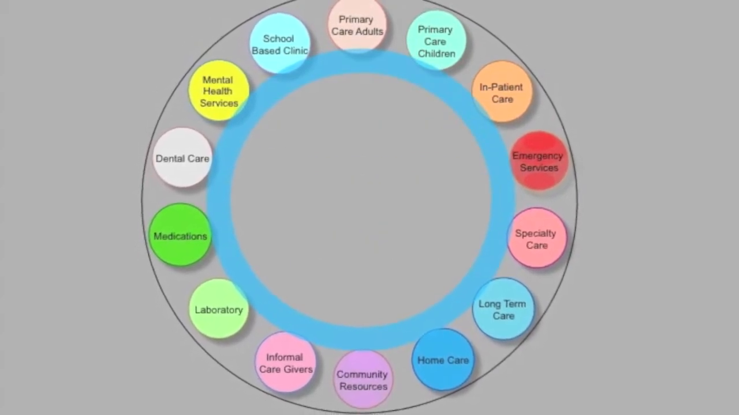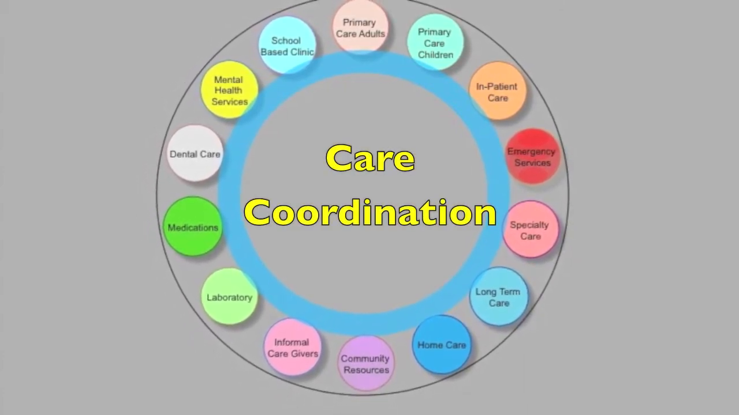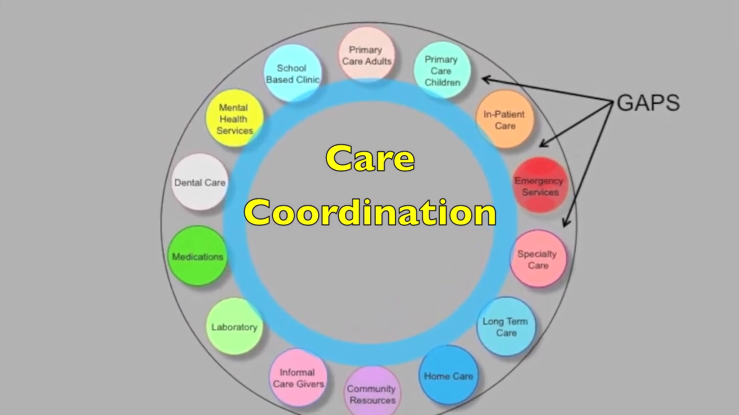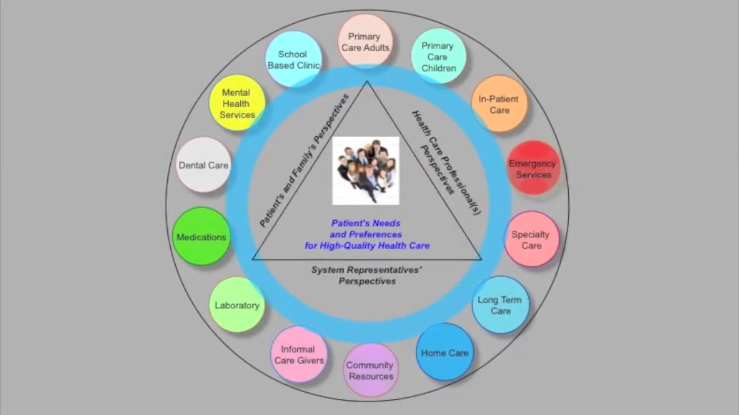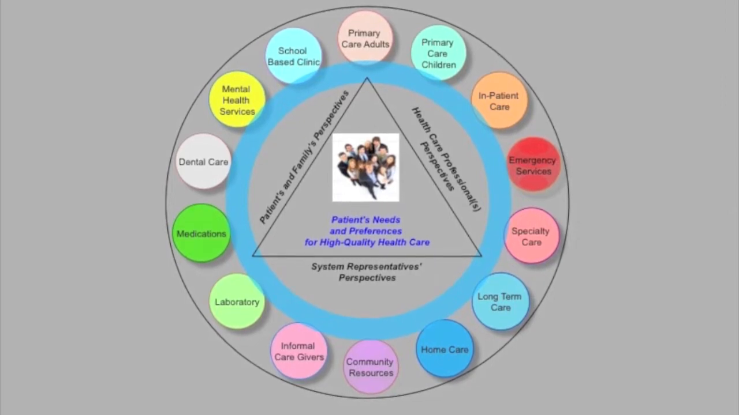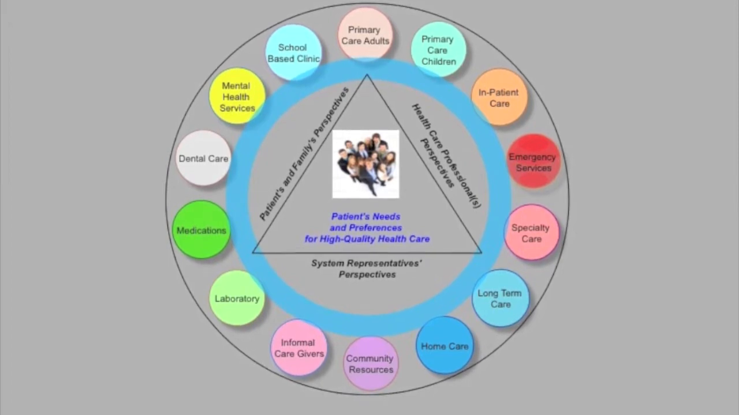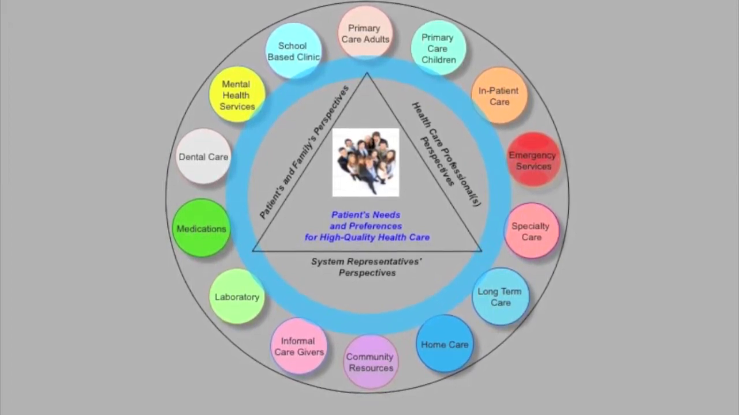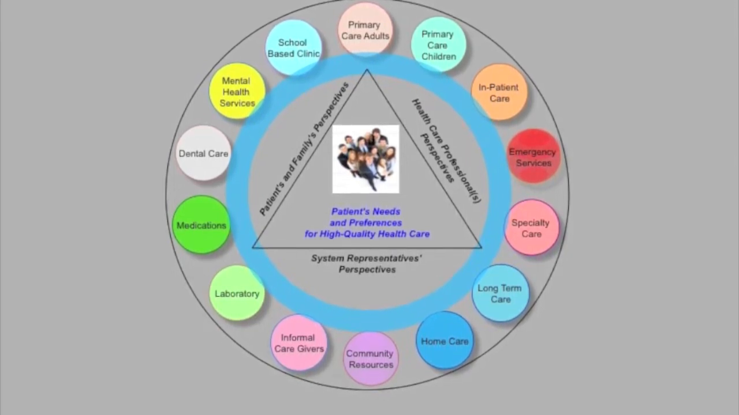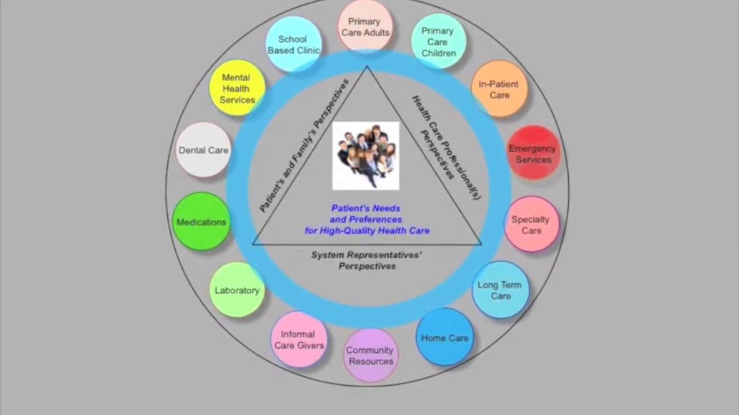The blue ring connecting the color bubbles is care coordination, namely any activity or process that bridges the gaps, the gray spaces, along the care pathway. At each side of the triangle, you'll see one group of stakeholders of the healthcare system that will provide their very particular perspective of successes and failures in care coordination: the patient and the family, the healthcare professionals, and the healthcare representatives, usually the governing entity of the institution.